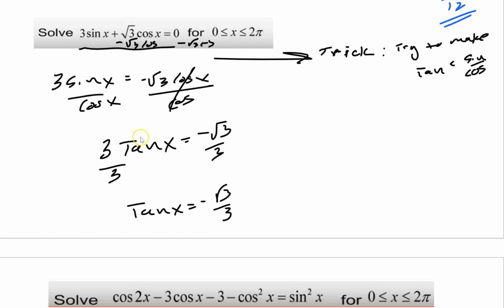So that's my tan. Now again, I don't care how you solve this. Chart, triangles, whatever. Now if I'm going to solve this, where is tan negative? All students take calculus. It's positive at these two, so it must be negative at the other two.